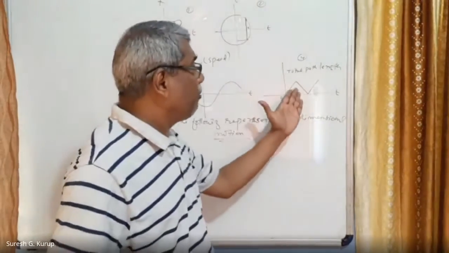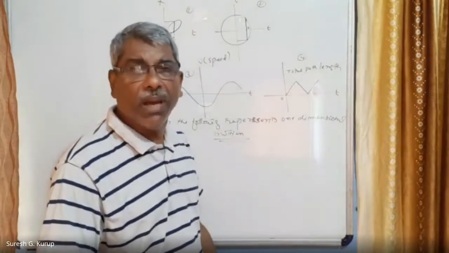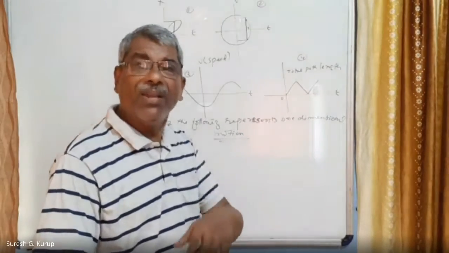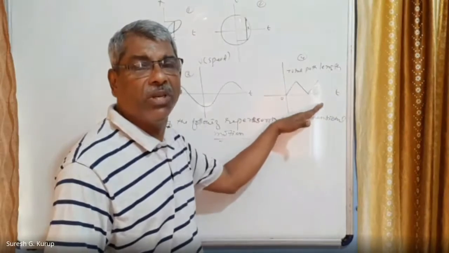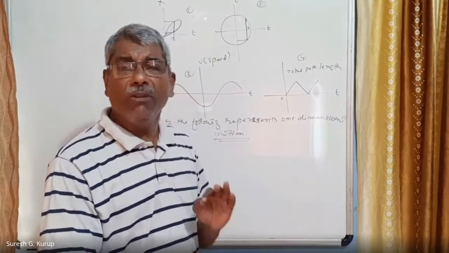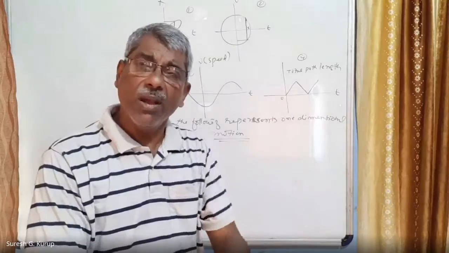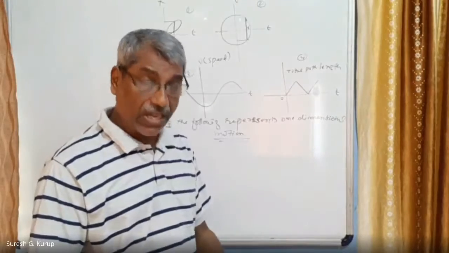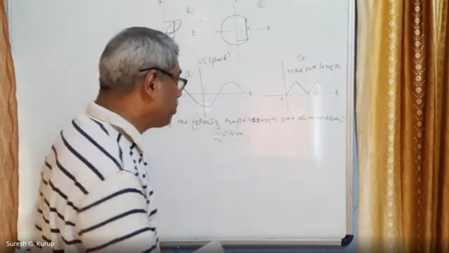Next, in this graph you see total path length. When time increases, path length cannot decrease. When a body is moving in a straight line and the time is increasing, the path must also increase. In this case, you see path length is sometimes increasing and sometimes decreasing. That cannot be possible in one-dimensional motion. In one-dimensional motion, if a body starts from a point, the path length must go on increasing slowly, but at no instant should the path length decrease. So that is why we can say that this graph is also impossible for one-dimensional motion.